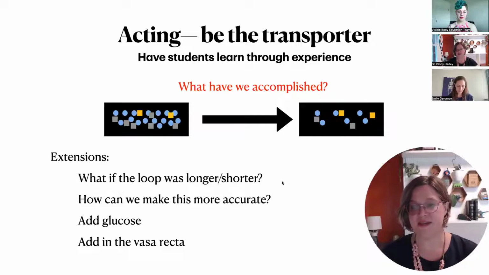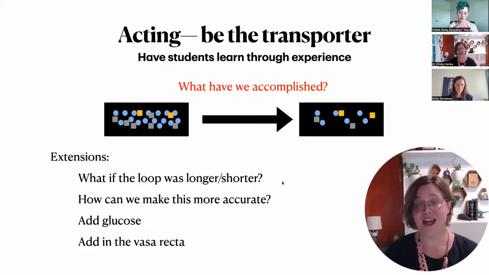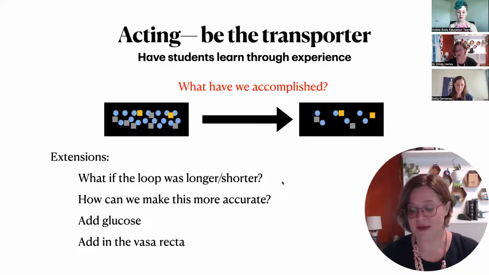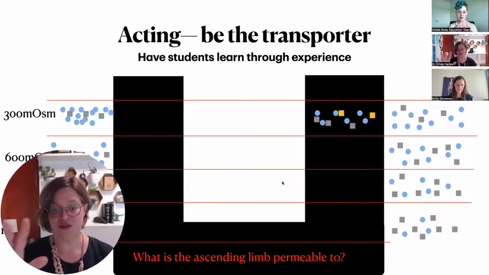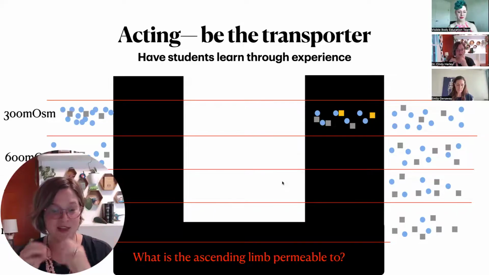And the cool thing about this activity is you can actually expand it. So you can make the loop longer. I do comparative physiology, so I love making the loop longer or shorter and saying, well, what does the concentration look like? Where would this animal live? You can also try to make it more accurate, play with the osmolarities. You can add glucose to it. And literally when I add glucose, I take those cards and throw the glucose cards into my basket. What will happen as the students are moving through this tube is it's harder for them to find the waters. And so there's going to be less water reabsorbed.